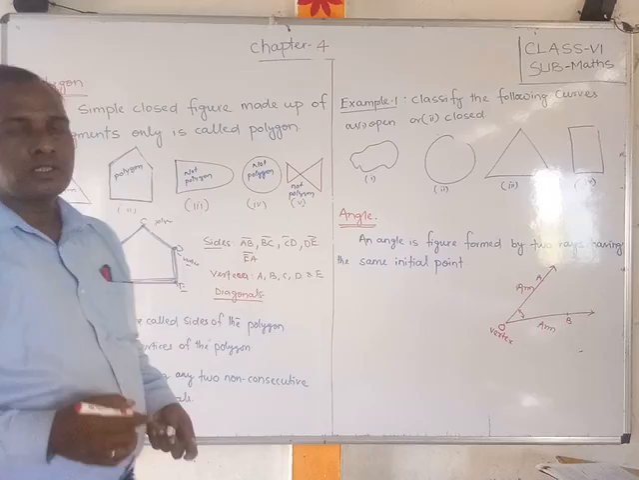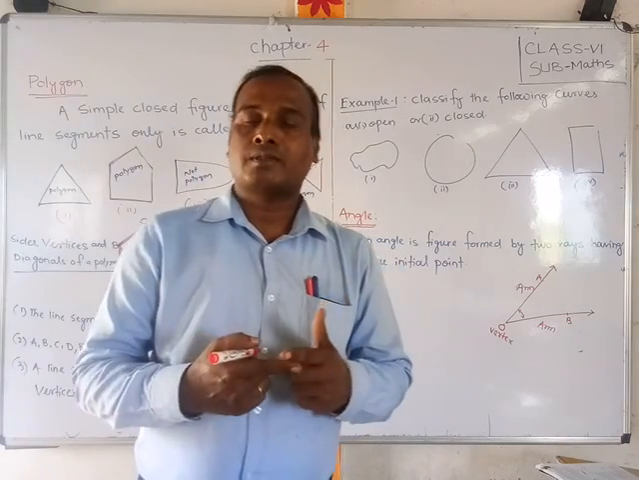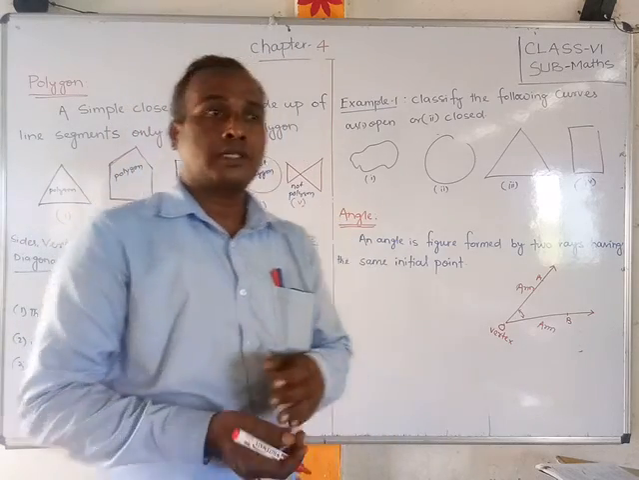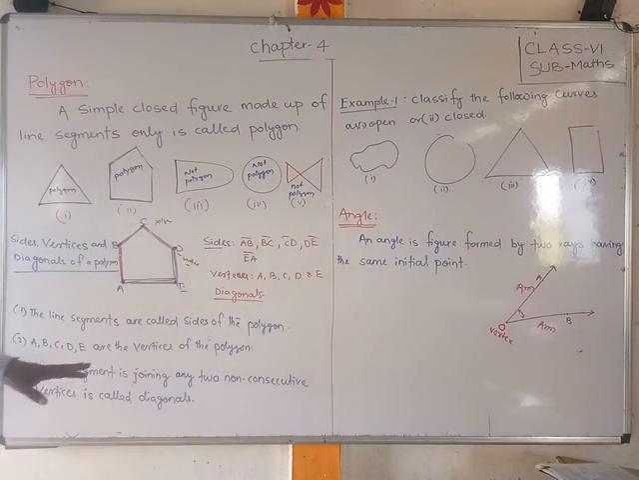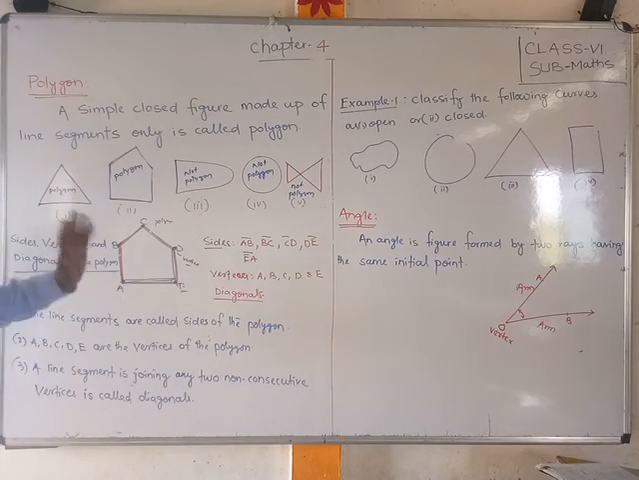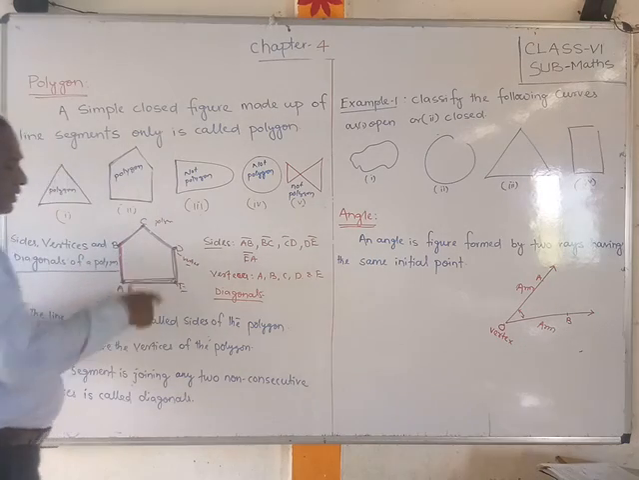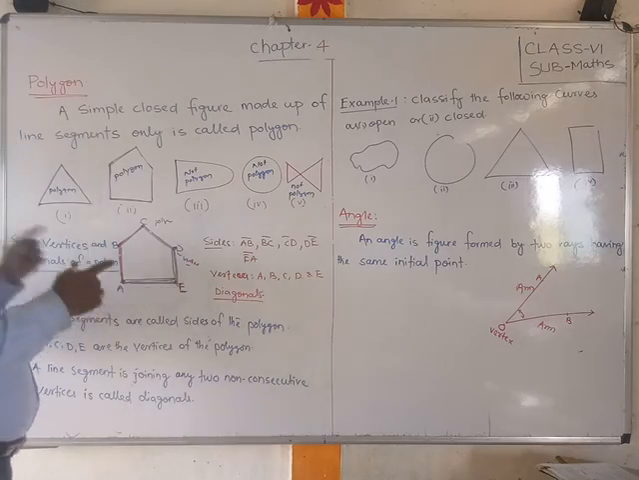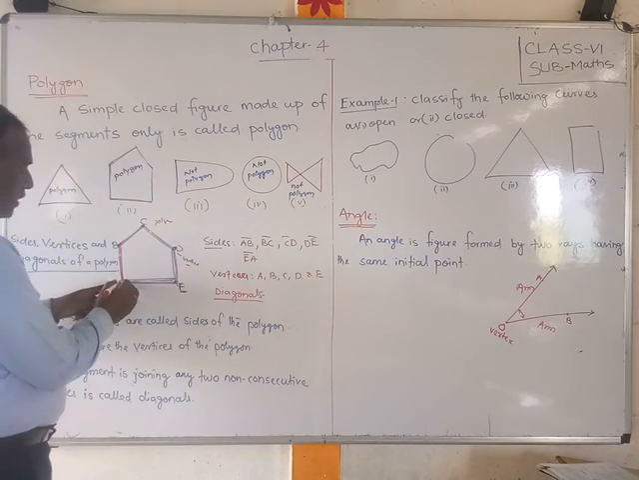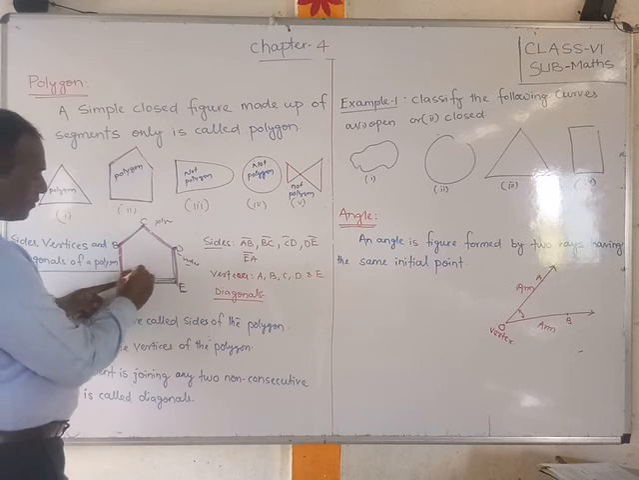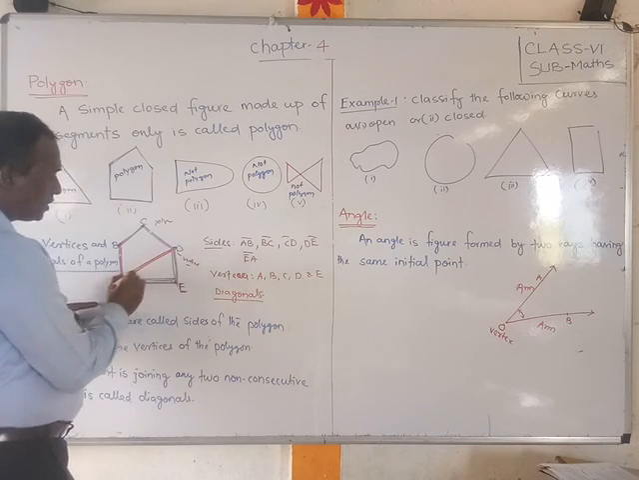Students, a diagonal means the line segment joining two non-consecutive vertices. We already know the vertices: this is one vertex, this is one vertex, this is one vertex. But we can join one vertex to another only where they are not consecutive. This is consecutive with this, and this is consecutive with this. So we can draw a line here. Okay, this is one diagonal.